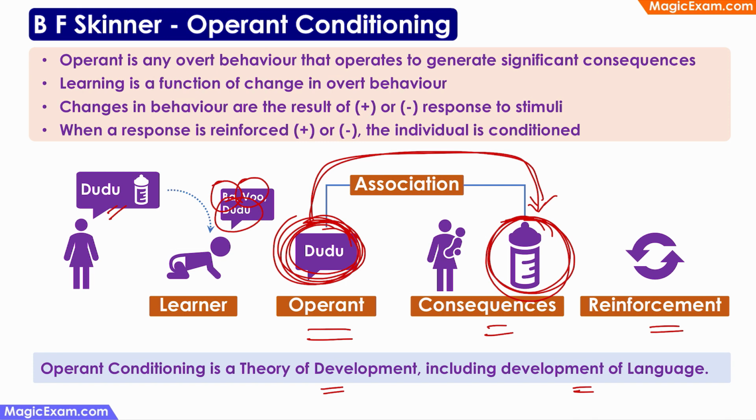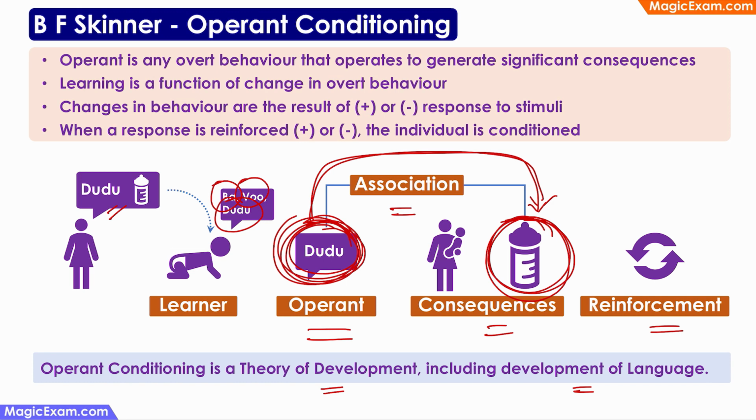For example, if the child says "out" and the parents take him out, then he starts associating the word "out" with going outside. So Skinner says this is how children learn language. That is, they use some words and they realize that these words lead to some consequences, and that's how they start forming this association. And when that gets reinforced, they start learning it better and better. That is, that behavior gets confirmed.